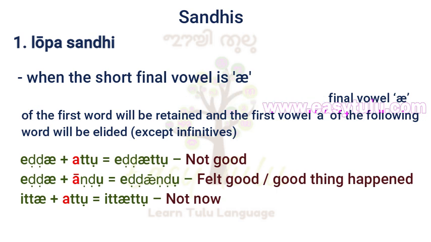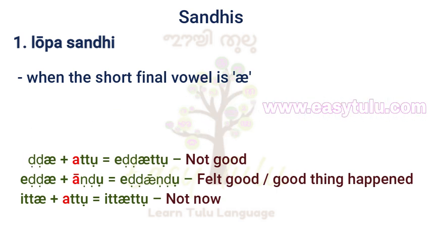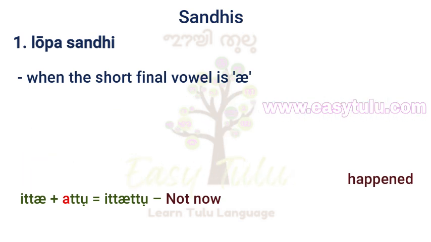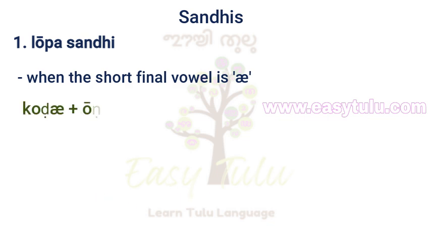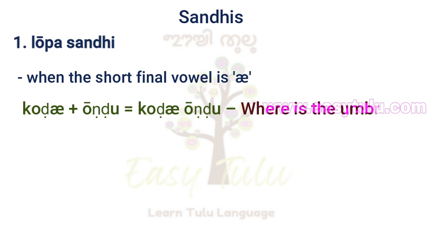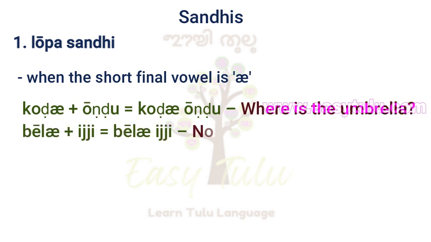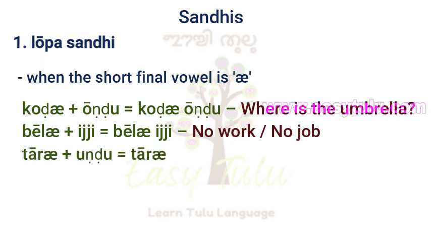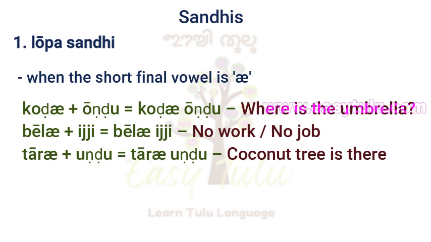However, in other cases, sandhi will not happen when the final vowel is a. Examples: Koda plus ondu, kodai ondu, where is the umbrella? Bele plus ijji, bele ijji, no work, no job. Tara plus undu, tare undu, coconut tree is there, tare undu.